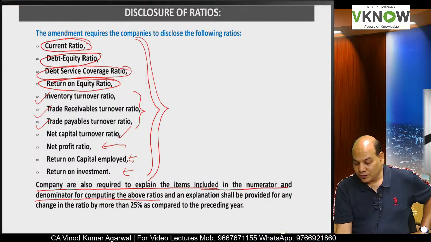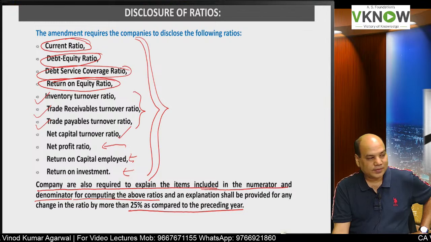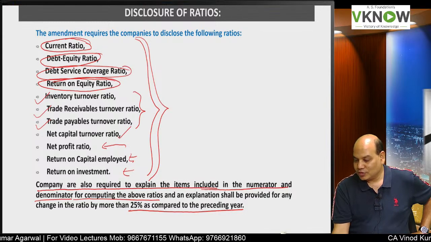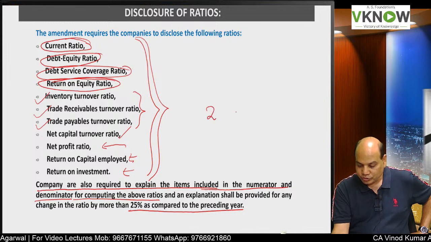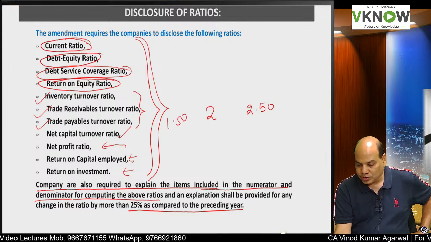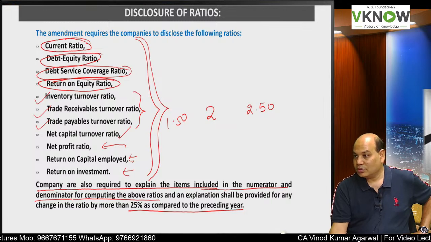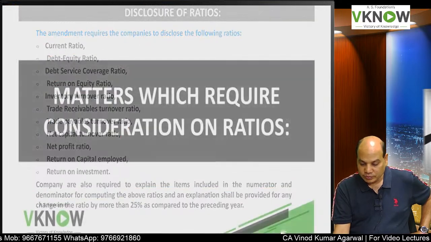And if there is any change by more than 25% compared to last year, then that also has to be explained. So if current ratio was 2 and suppose this year it becomes 2.50 or 1.50, so the change is more than 25%, you have to disclose why this change has happened.